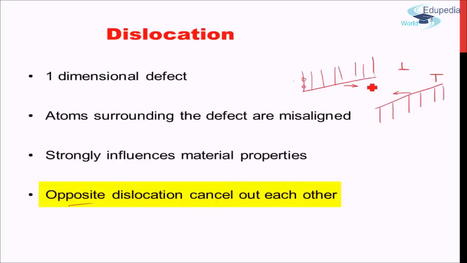That is what is meant. This is a positive dislocation, this is a negative dislocation. If they combine, then they will cancel each other out. This is one of the methods by which the dislocation density is reduced.